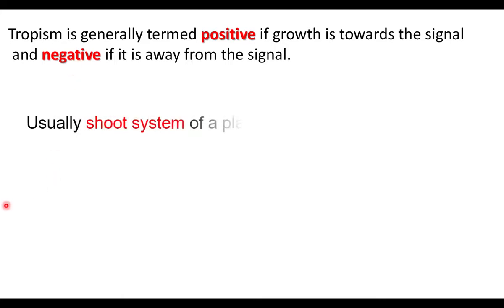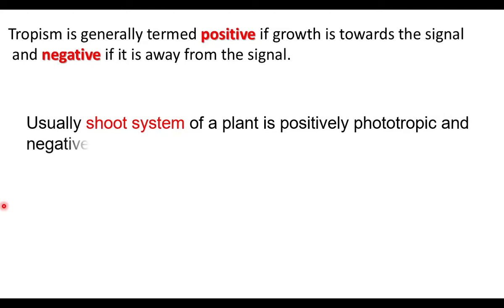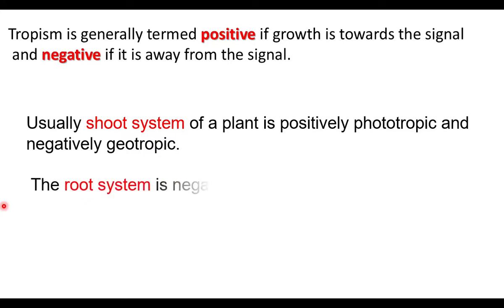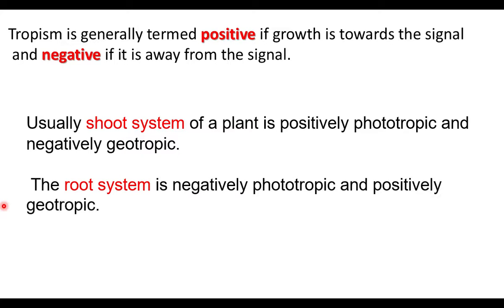Usually, the shoot system of a plant is positively phototropic and negatively geotropic. The root system is negatively phototropic and positively geotropic. Why do we say the root system is negatively phototropic? Because the root system grows away from the light. The root system grows towards gravity, so the root system is positively geotropic.